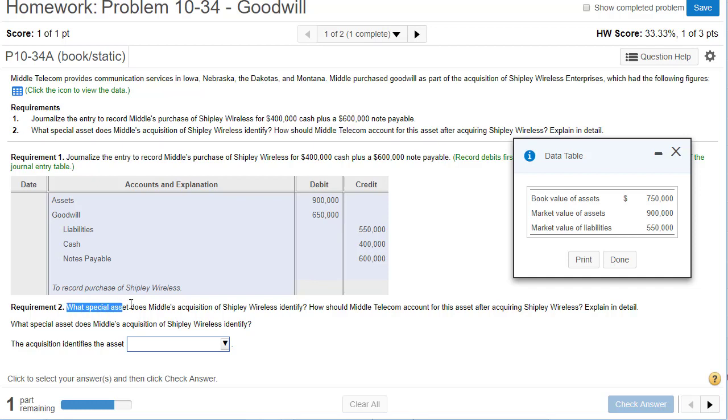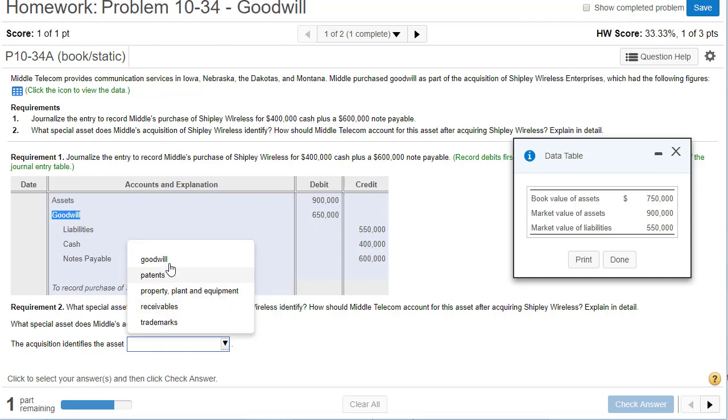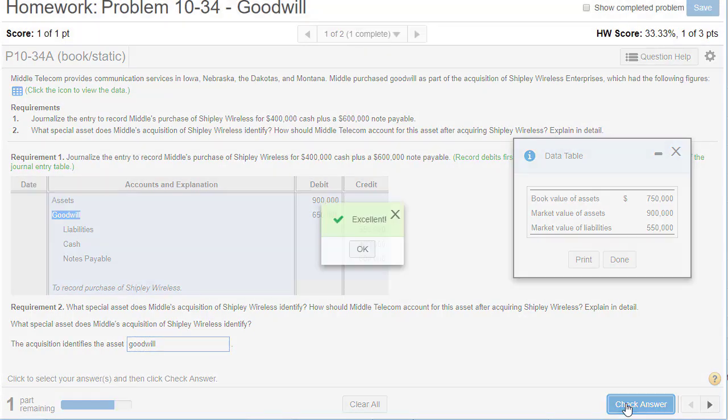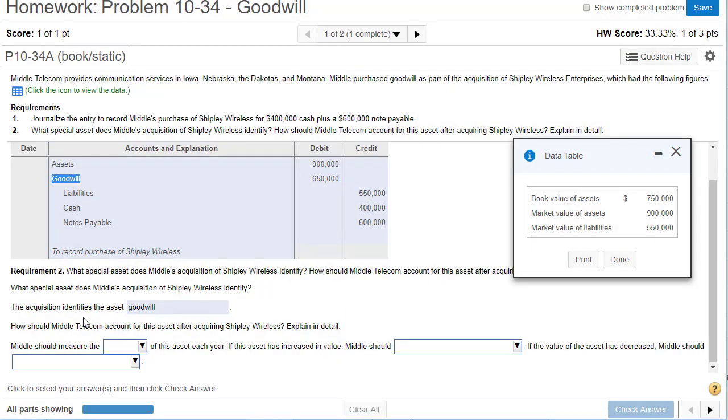So, requirement 2, what special asset does Middle's acquisition of Shipley Wireless identify? Well, it's this one, Goodwill. The acquisition identifies the asset Goodwill. Okay, we already mentioned that. How should Middle Telecom account for this asset after acquiring Shipley Wireless? Well, what they need to do is they need to measure the fair value of that asset, and it's pretty complicated, so it's beyond the scope of this class.